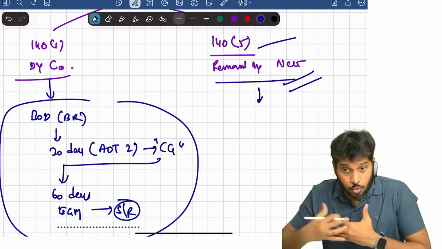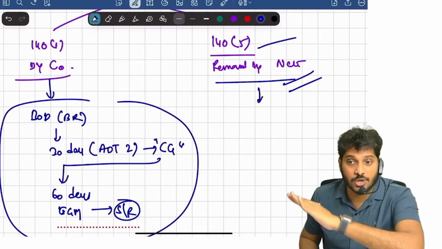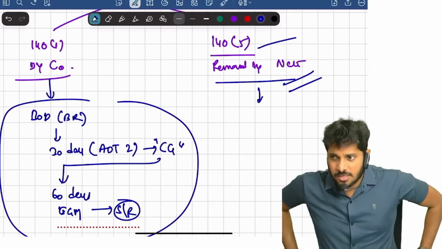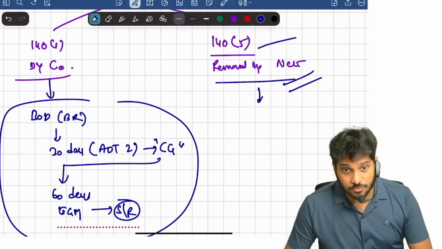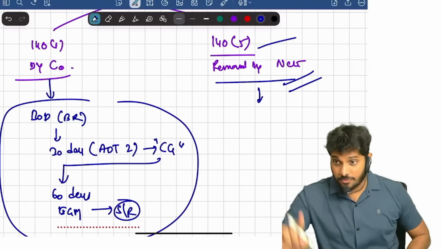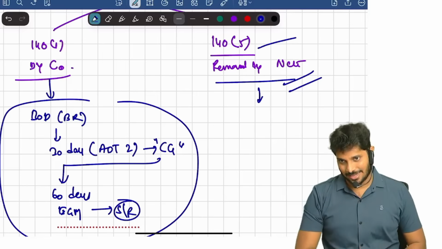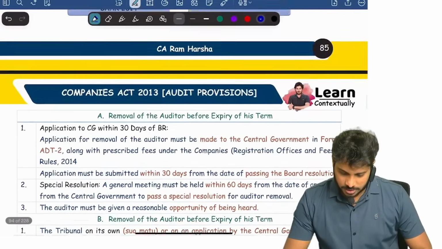And further, if NCLT removes an auditor, the auditor who was removed was guilty of fraud, right? He cannot be appointed as an auditor for 5 years anywhere. Remember disqualification? If the auditor is convicted by court as fraud, 10 years disqualification. If the auditor is convicted as fraud by tribunal, 5 years exactly. Are you clear? Next. So that's about removal provisions.